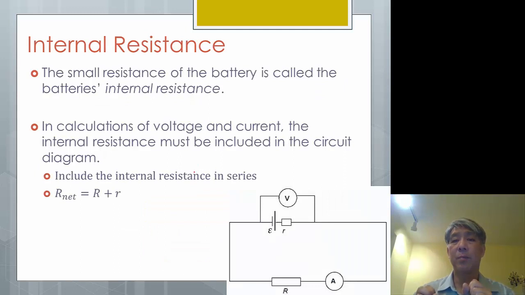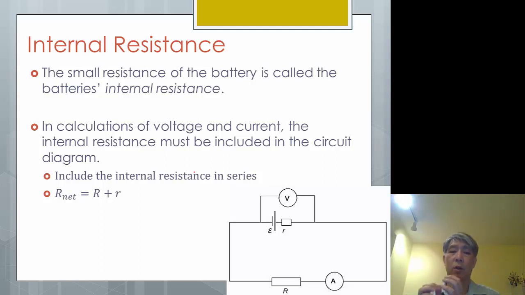So because of the internal resistance, it will change the nature of our circuit. Whenever we see a real-world battery, we need to include that internal resistance in our calculations. In this picture, we see that the voltage is measured across the EMF and the internal resistor. That's the terminal resistance of the battery in the circuit.